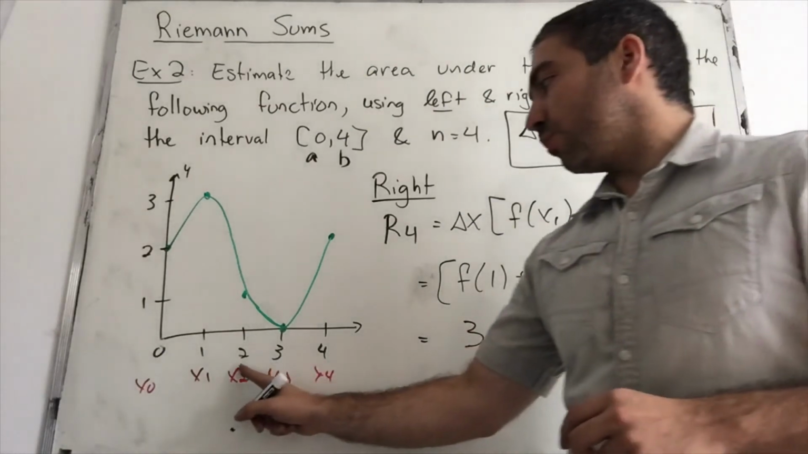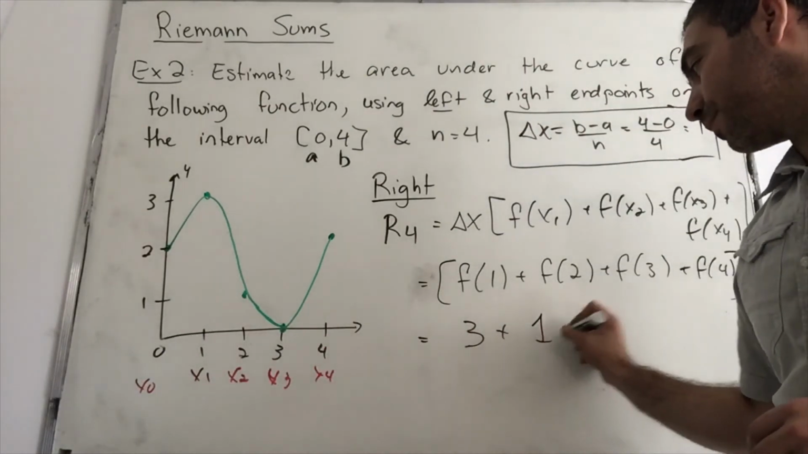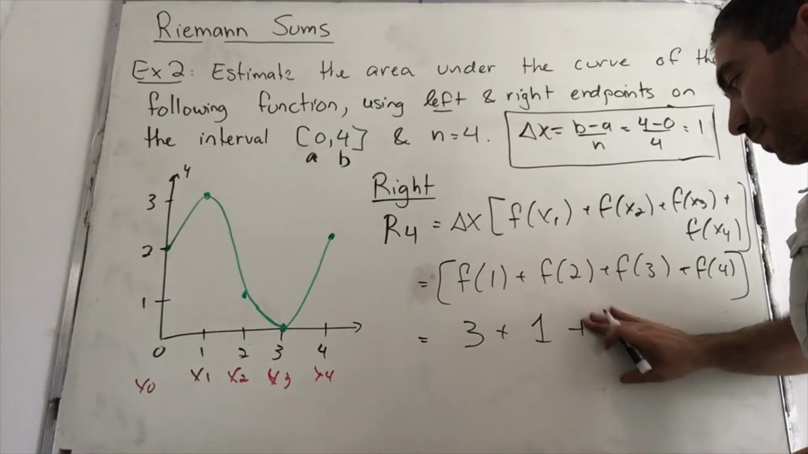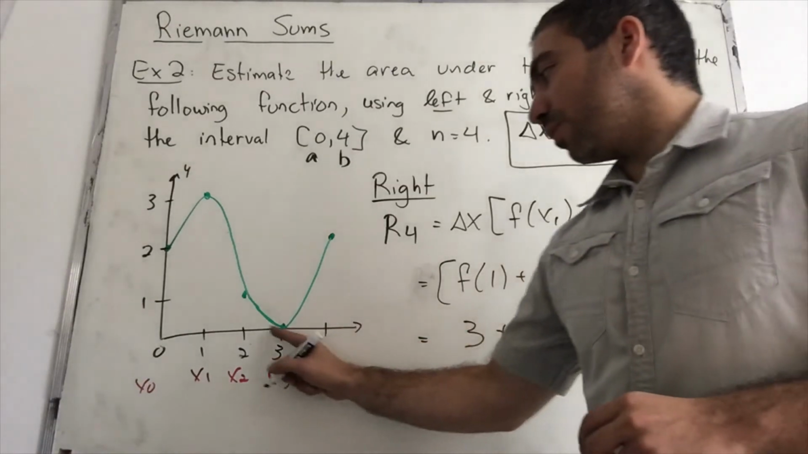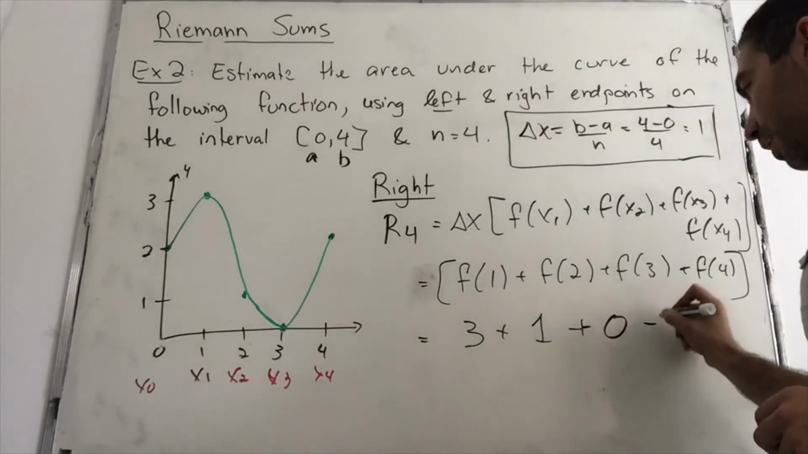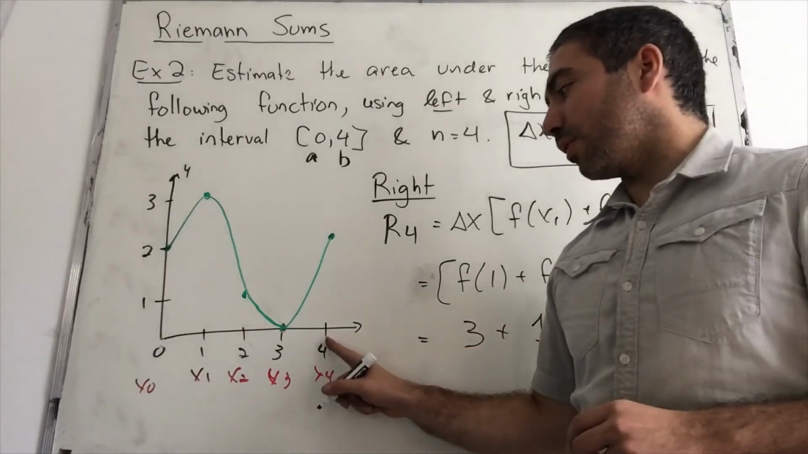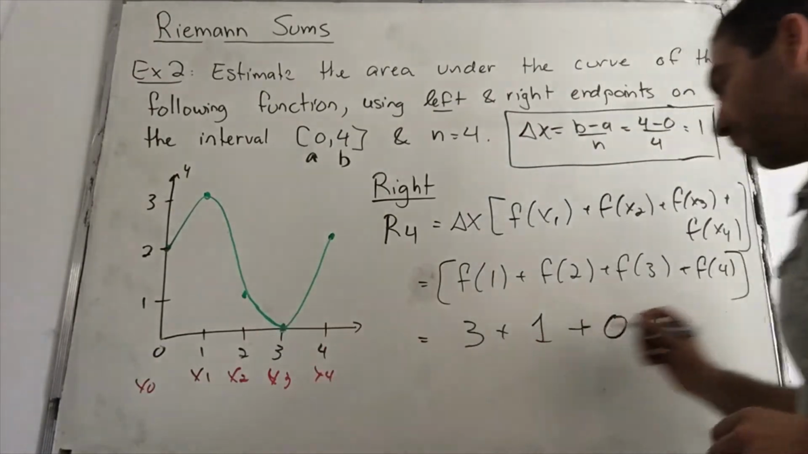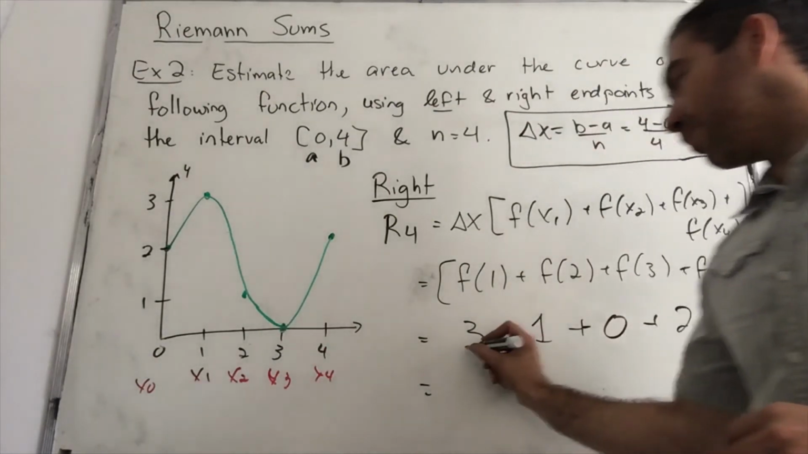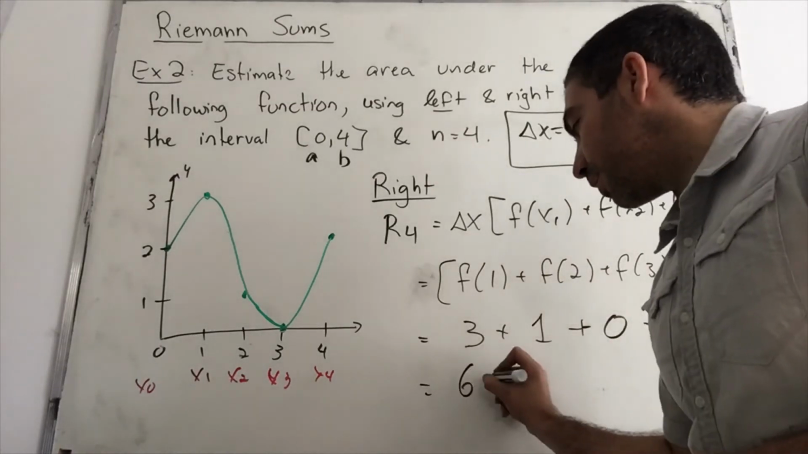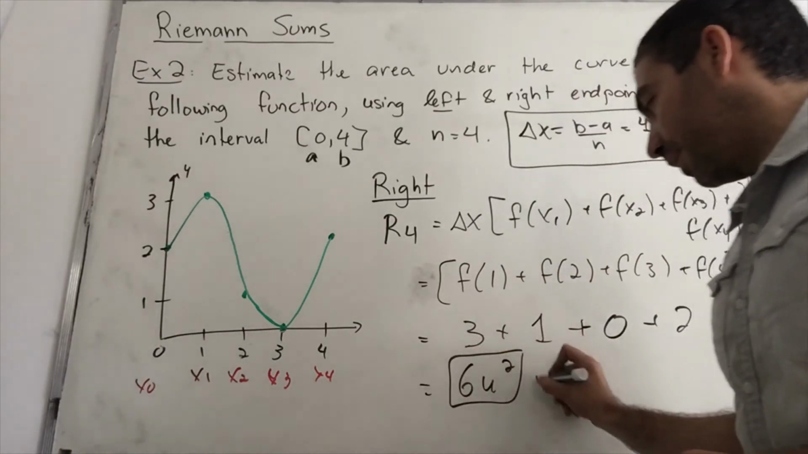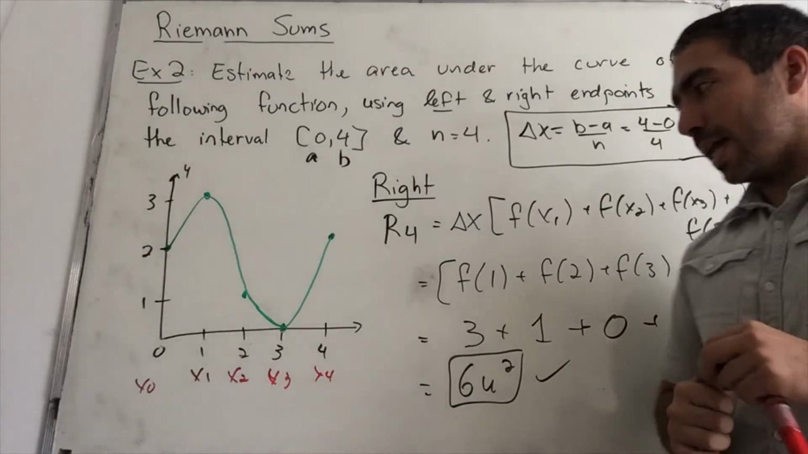When x is 2, what's my y value? It's 1. When x is 3, what's my y value? It's 0. And when x is 4, what's my y value? At 4, we read up here, it hits at 2, giving us an answer of 3 plus 1 plus 2, which is 6 units squared as well. Okay, so the left hand point and the right hand point ended up being equal.